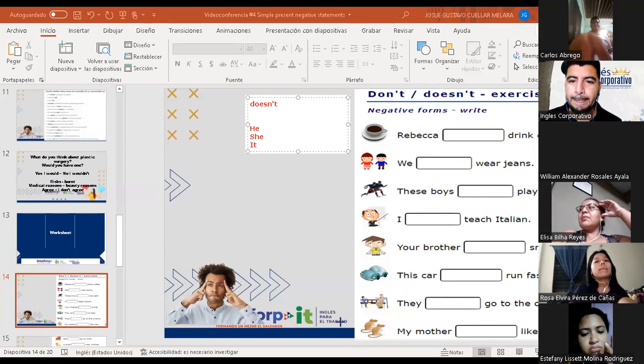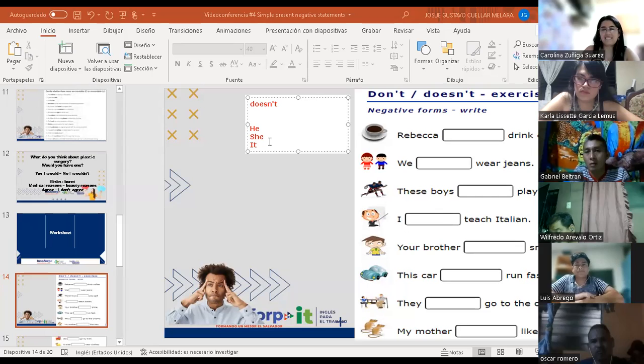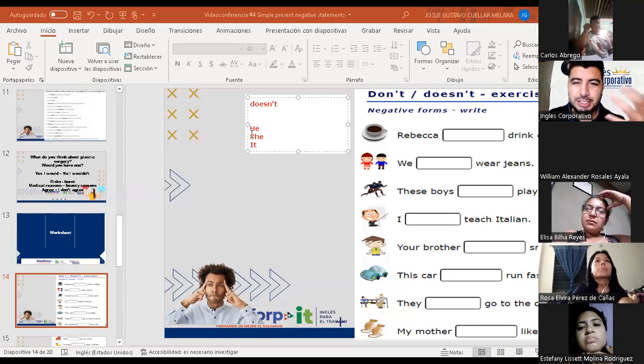Okay. Cuando a veces utilizamos he or she para algunas mascotas, ¿verdad? Pero en general, he or she puede ser... el pronombre sirve para no usar tanto el nombre.